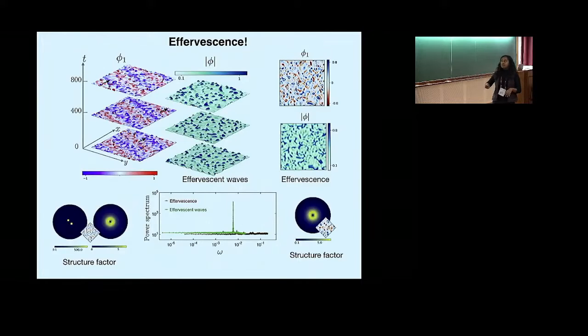Okay, now that we have an idea of which part of the alpha 0, alpha 1 plane the traveling waves are unstable, the question is, what is the final pattern that we observe when we let it run for a large enough amount of time? So what we observe is what I described to be effervescence, which comes in two forms, which we call effervescent waves and effervescents.